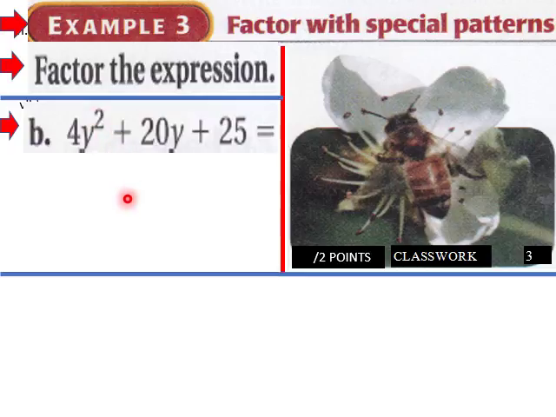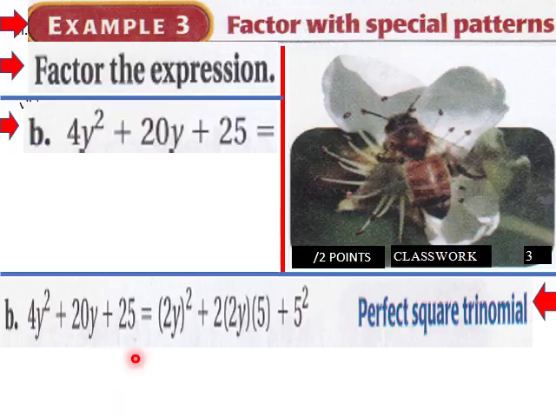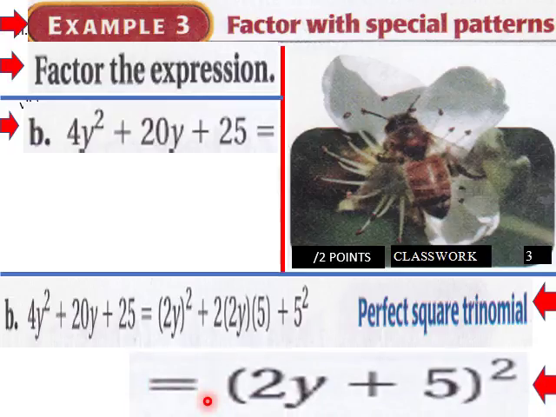So factoring this one, 4y squared plus 20y plus 25, we have a perfect square trinomial here. 2y squared, plus 2 times a b, which is what our middle term is, plus 5 squared, which would be the square of c. So 2y plus 5 squared would be our perfect square trinomial for this.